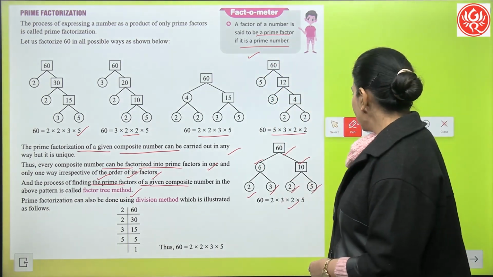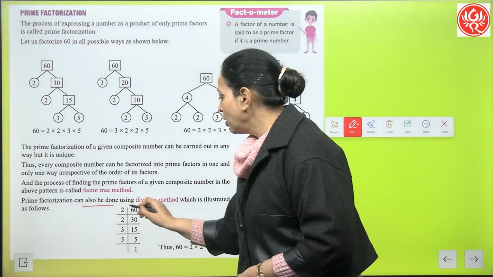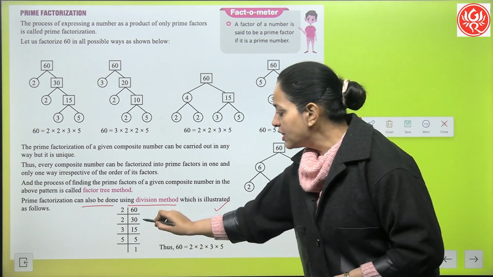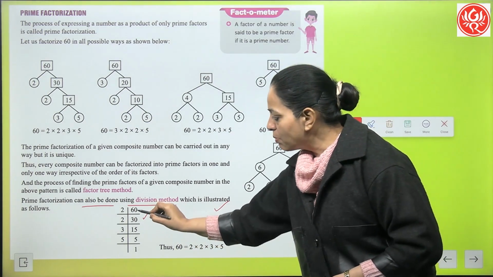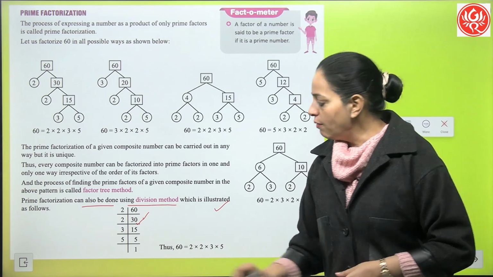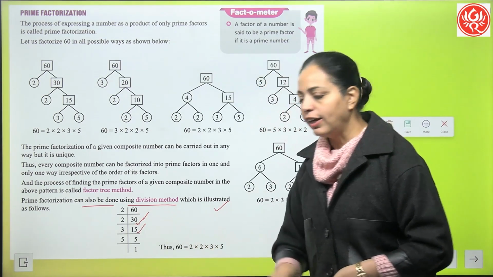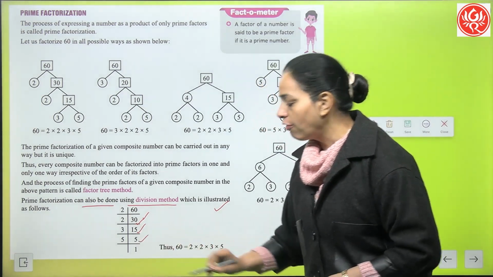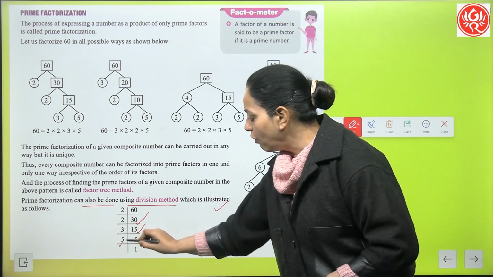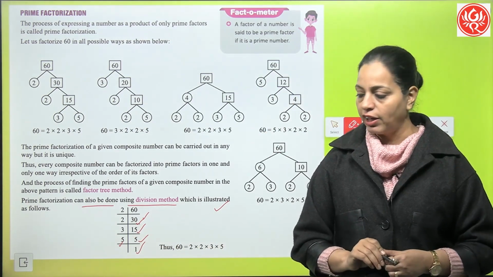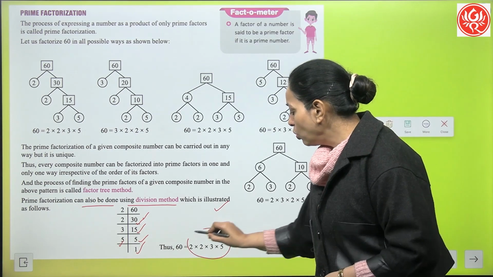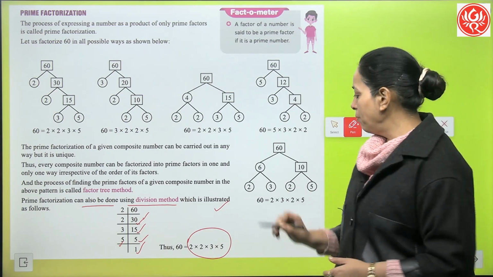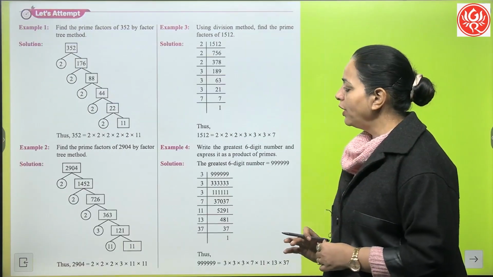Now the next: prime factorization can also be done using the division method, which is given like this. Here 60. So 60 divided by 2, we are getting 30. Then divide 30 by 2, we are getting 15. अब 15 को हम divide कर देंगे 3 से, so 3 fives are 15. Then 5 को divide कर देंगे 5 से, 5 ones are 5, right? So 60 is 2 into 2 into 3 into 5. So this is the division method, right? So both are very interesting.